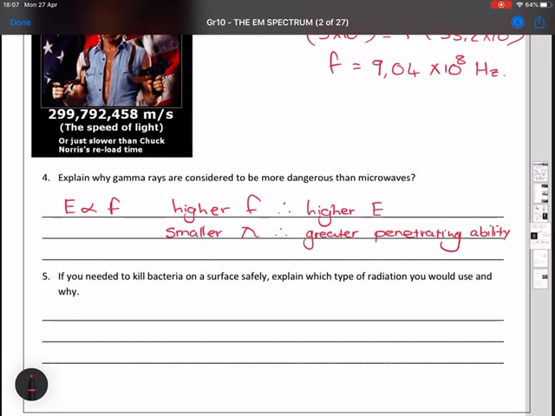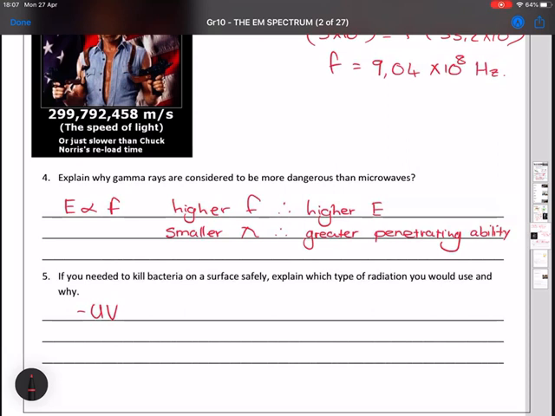If you needed to kill bacteria safely on a surface, explain which type of radiation you'd use and why. You'd use ultraviolet. Gamma can also be used. In fact, in one of the videos, I think they did mention that gamma radiation is used to irradiate chicken eggs to kill the bacteria on them, so that when you consume them, they are safe to eat because they don't contain bacteria.